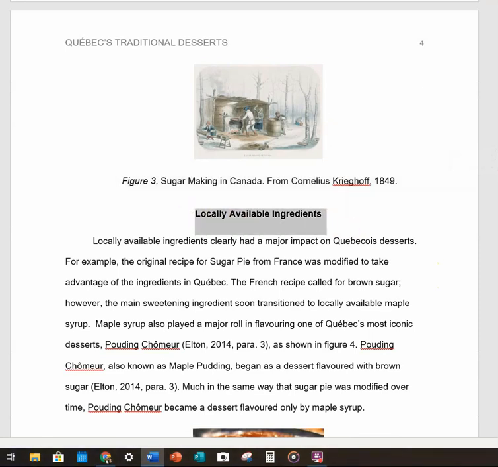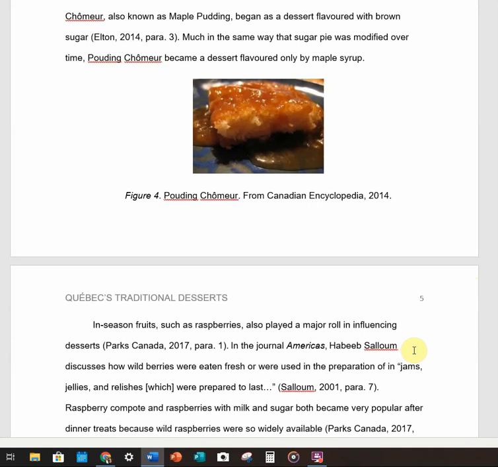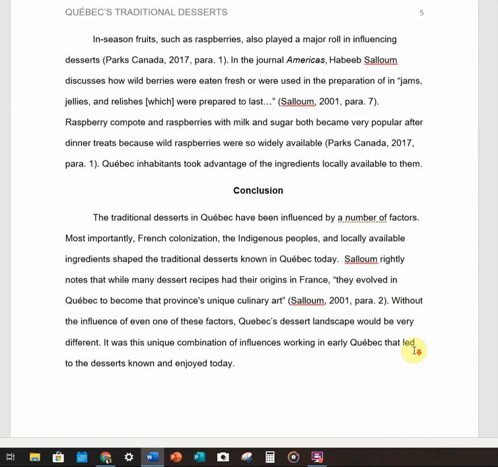So our third body paragraph is locally available ingredients, and the topic sentence is: locally available ingredients clearly had a major impact on Quebecois desserts. Great. So this is our final influence on those traditional desserts from Quebec, and this is where we find out about how that maple sugar was used and how those berries were used. Okay, and another illustration. Good.